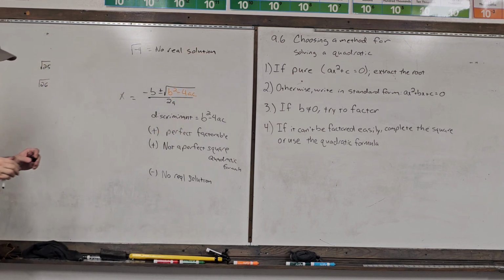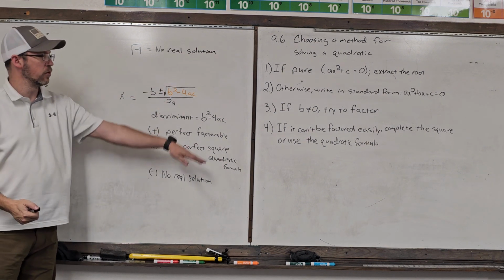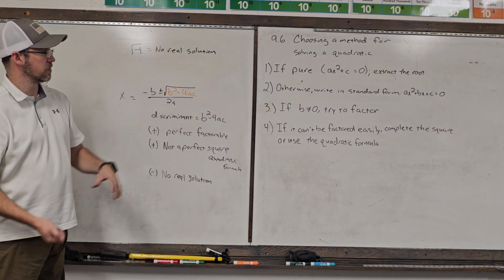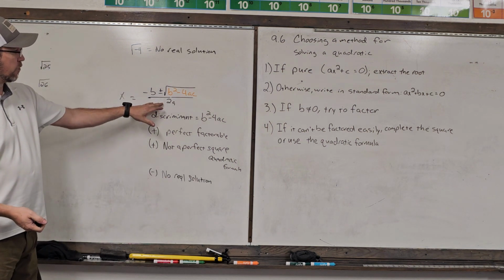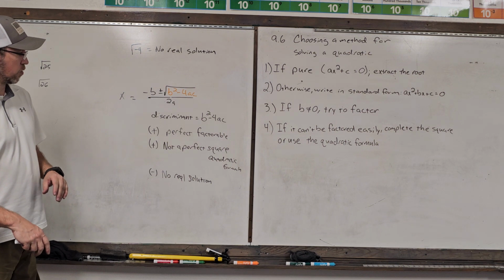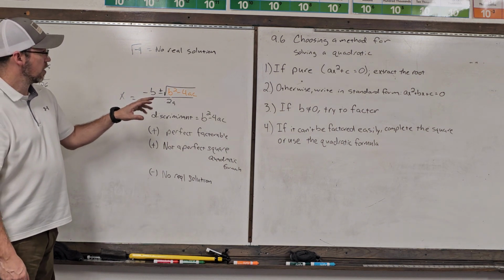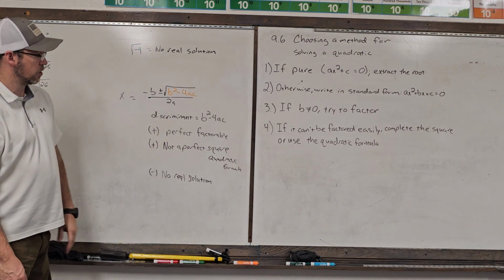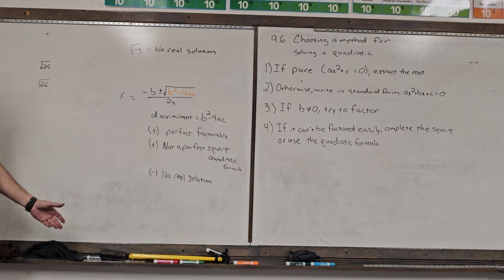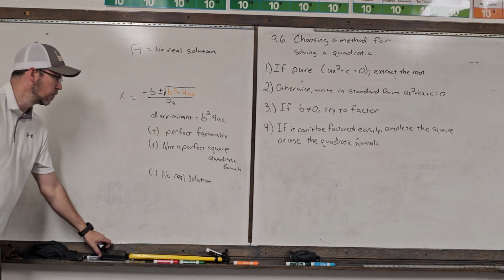All right, so before you decide which one of them you want to do, look at the b term, square it, and subtract 4 times a times c from that. Whatever number you get, if it's a perfect square, just factor it. Don't use complete the square or quadratic formula, just factor it. If you get a non-perfect square, use the quadratic formula. If you get a negative number, don't waste your time. There's no real solution. There's nothing you can do.